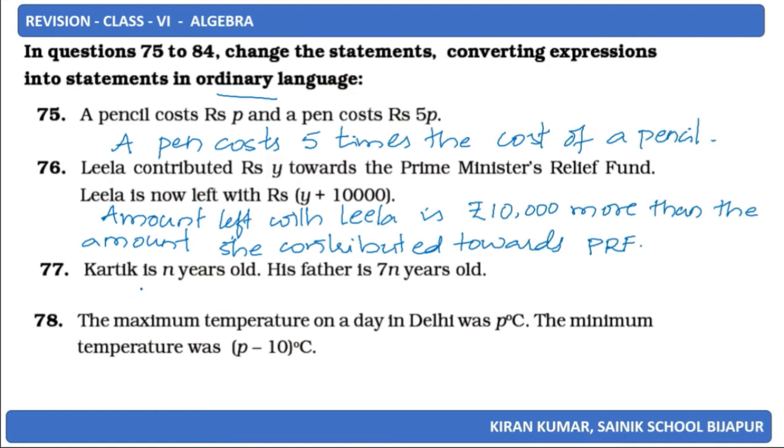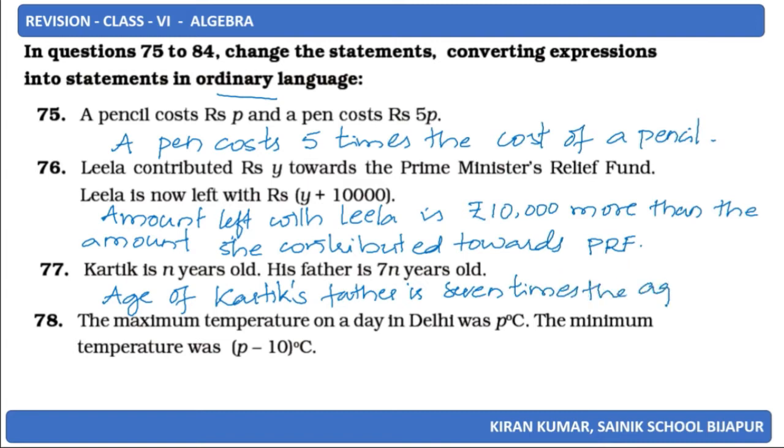77th. Karthik is n years old and his father is 7n years old. So it means that the age of Karthik's father is 7 times the age of Karthik.